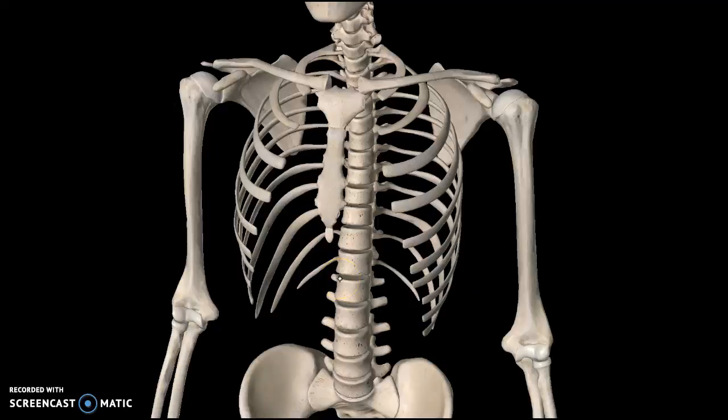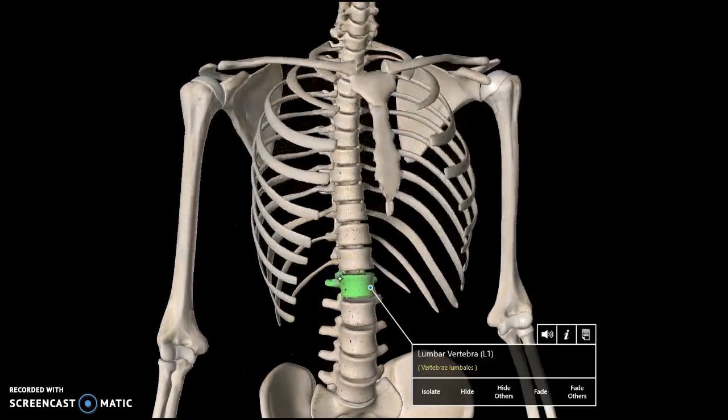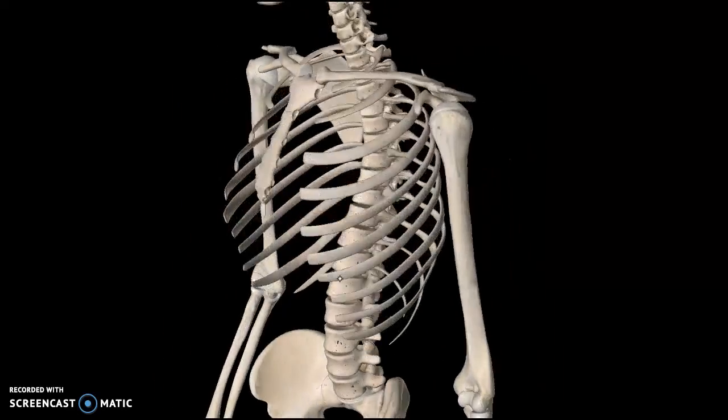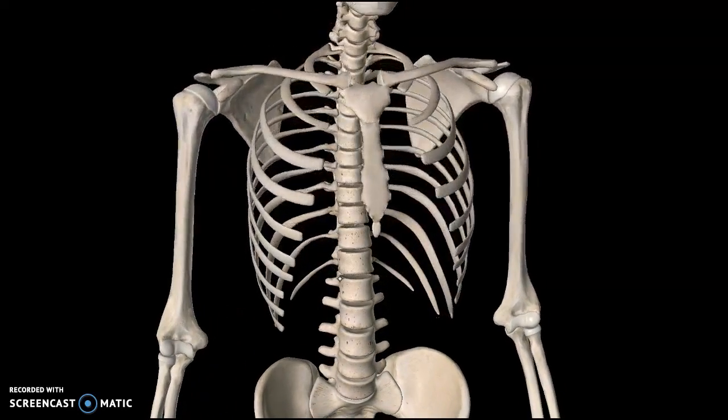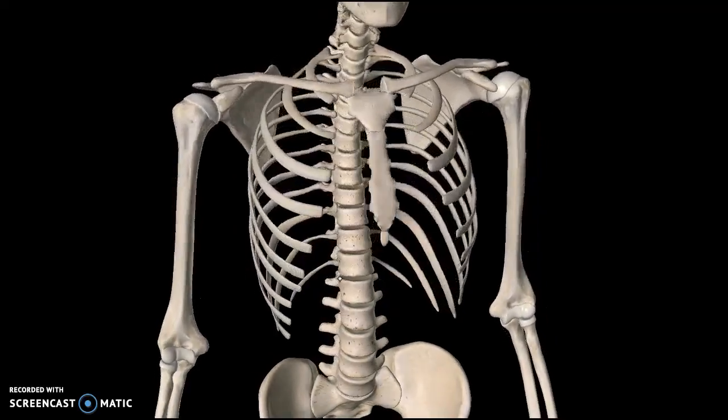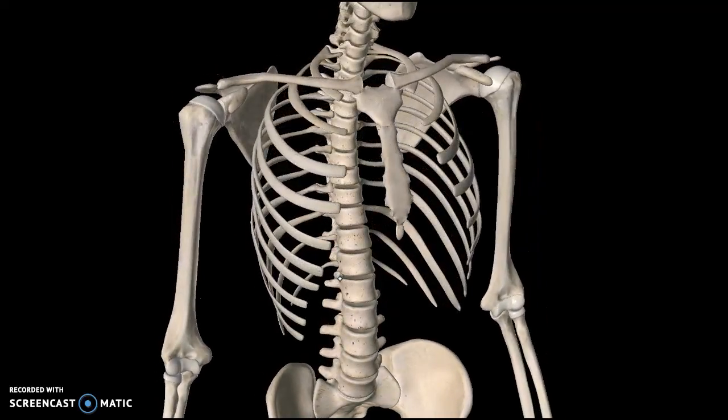Hi guys, this is a video tutorial for the rib cage. The ribs consist of a few different structures. The first one to look at is this center bone, which is three different segments. The first one, which is this one here, is known as the Manubrium.